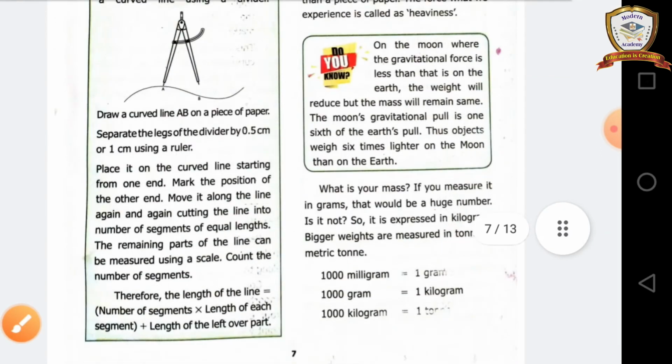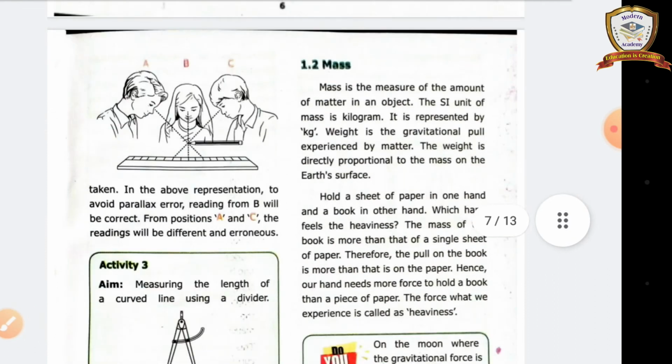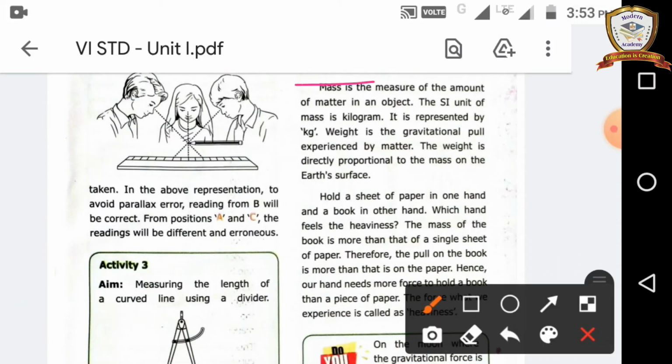Then move to this side, mass. Mass is the measure of the amount of matter in an object. The SI unit of mass is kilogram. It is represented by kg. Weight is the gravitational pull experienced by matter. The weight is directly proportional to the mass on the earth's surface.